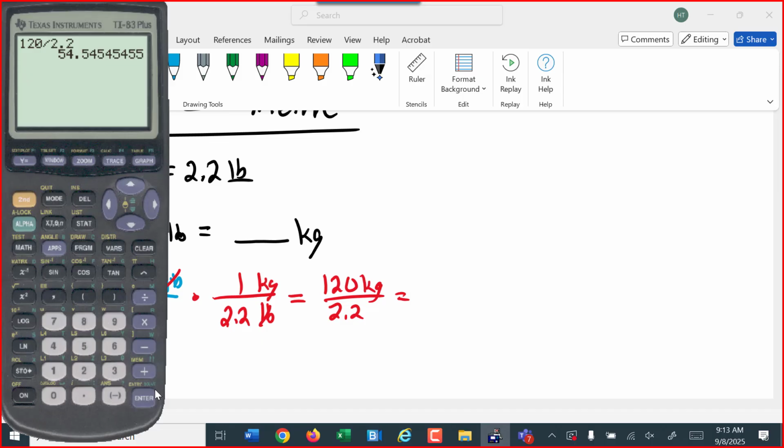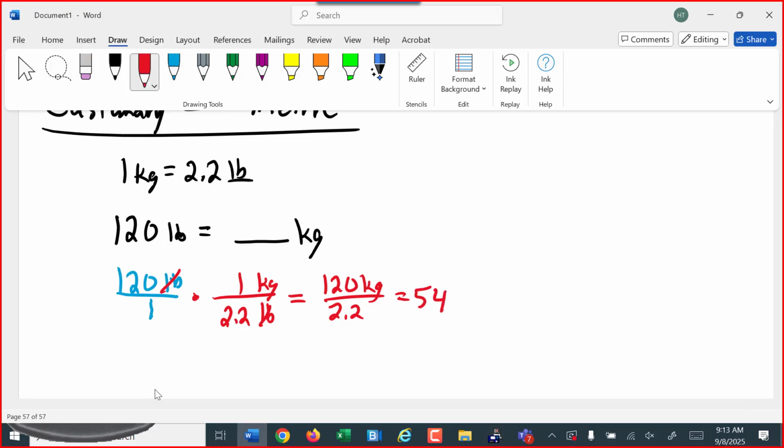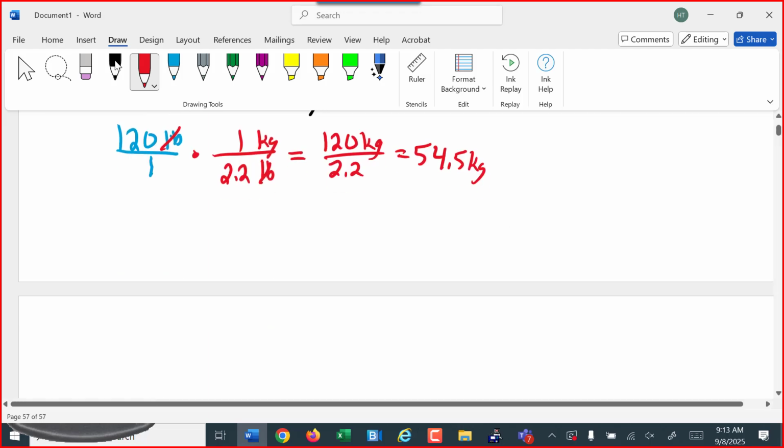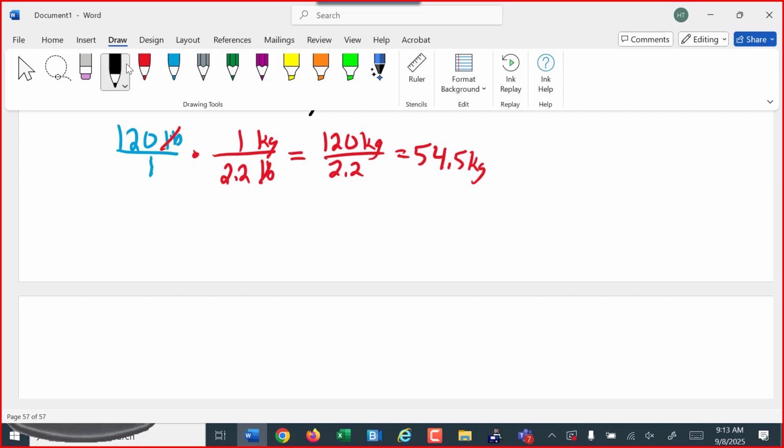Gives us 54.5 pounds or kilograms about. Another common conversion, 1 inch equals 2.54 centimeters.